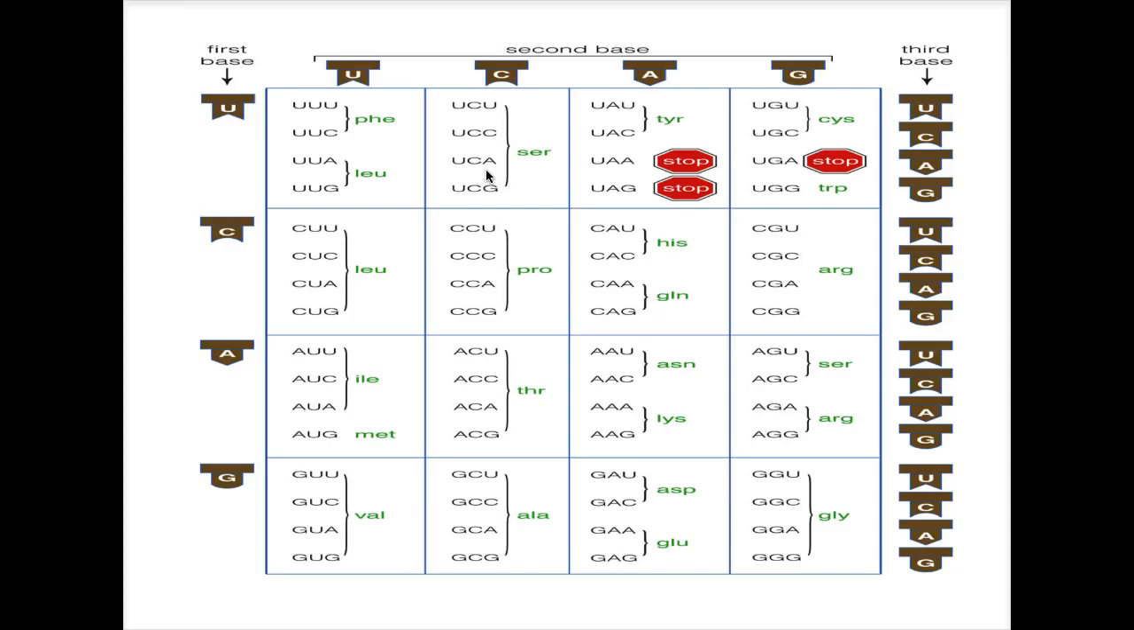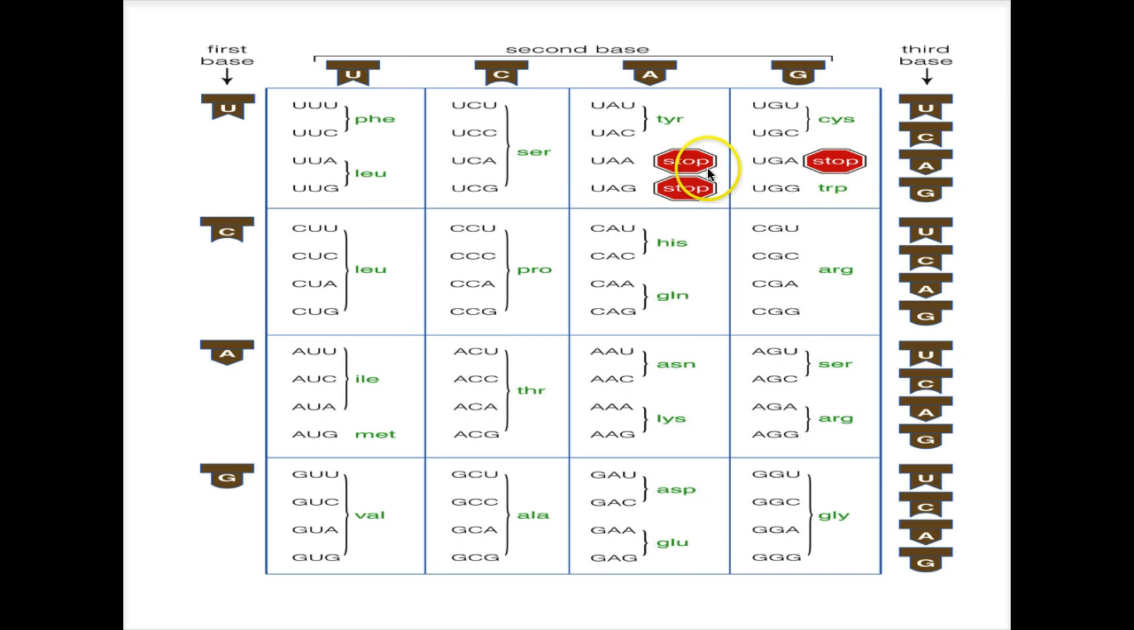So a codon table is used to decipher the code in the messenger RNA. The code in the messenger RNA is 3 letters at a time. Each 3 letters code for a specific amino acid, which is represented in this codon table by these green letters.